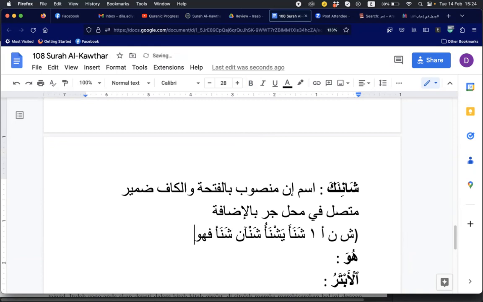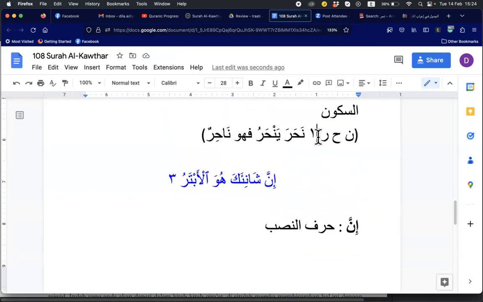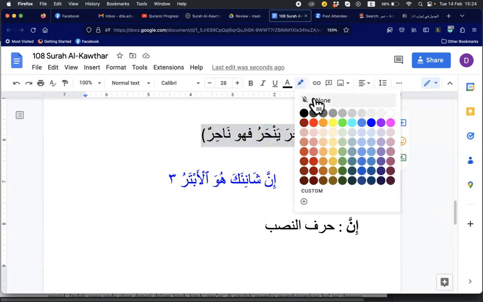Fahuwa shani'un. So this word is isim fa'il. Yes, this is the isim fa'il. Okay. Hold on now, give me one second. Let me highlight this. I'm scared I'll forget. Okay.